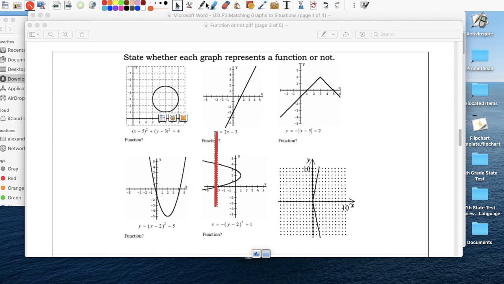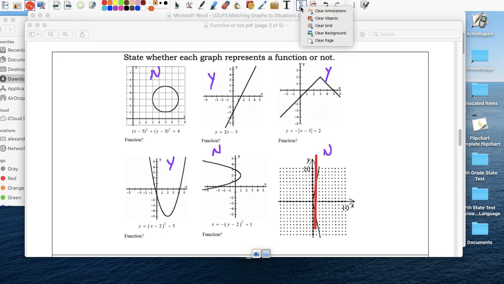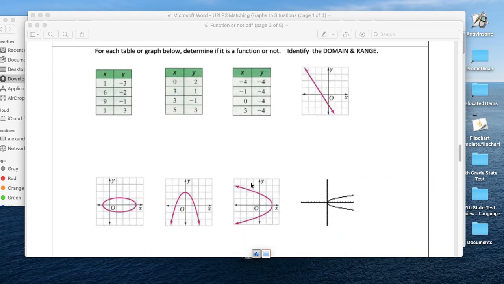This one is not a function, of course, right? If you think about it, it touches the red line here and touches the red line here at the same time, so not a function. And the last one, let me just put it over here, and you'll see that it touches here and here at the same time, so not a function. Okay, so this was a no, this was a yes, this was a yes, this was a yes, this was a no, and this was a no. So the vertical line test comes in very, very handy when you have graphs.